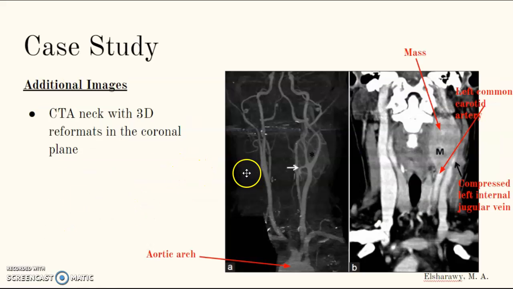Here's some more images with some 3D reconstructions in the coronal plane. We've got this jugular vein coming up here, and we can see that it's compressed. We've got the mass here, the left common carotid artery, and then just the aortic arch here to give you a reference of where everything's at.